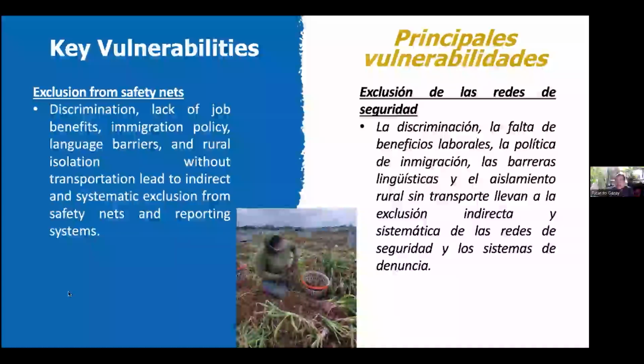The other key vulnerabilities are exclusion from safety nets and discrimination. Many of these employees do not have labor benefits, and at the federal level the response on immigration policy has been very poor. There are also language barriers, and many of these materials and trainings are done in English, for example, and this can cause isolation for populations that speak Spanish and other dialects. This is why we had the option to do it in English and Spanish, but it is very important to us to have a way to diminish these barriers. Also, transportation can lead to indirect and systematic exclusion from safety nets and reporting systems. So these are other barriers and problems to do with access.